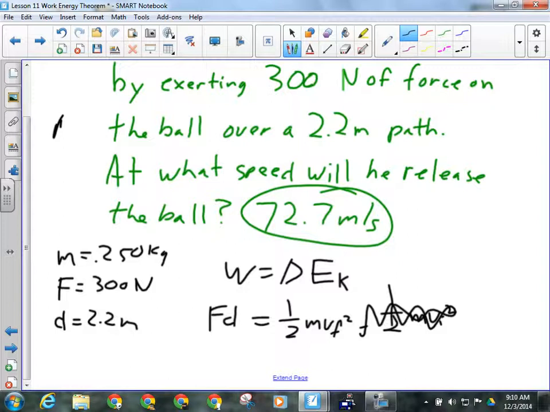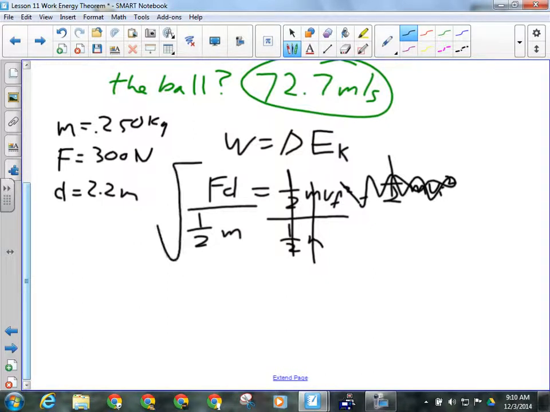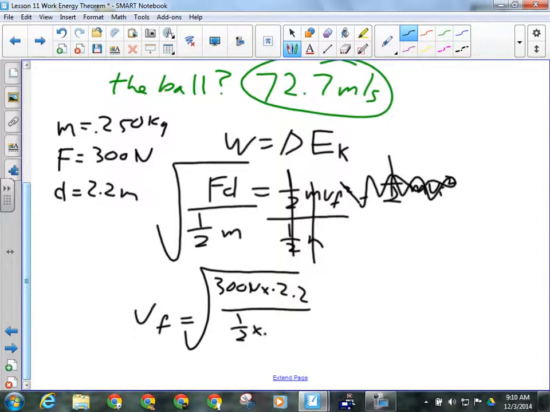All right, so can I solve now for vf? Yeah. Now the trick to this here, guys, is that vf is squared. So first I'm going to move the 1/2 and the m by dividing them. Because if you want to move something, you do the opposite. Now if I want to get vf, I need to square root both sides. Okay, that's what I've done there. So vf will equal the square root of 300 newtons times 2.2 meters divided by 1/2 times 0.250, and that should give us 72.7 meters per second.